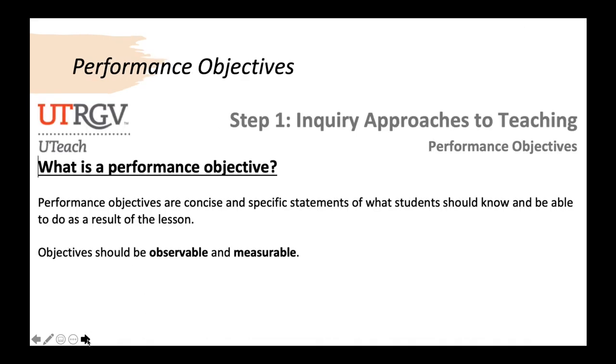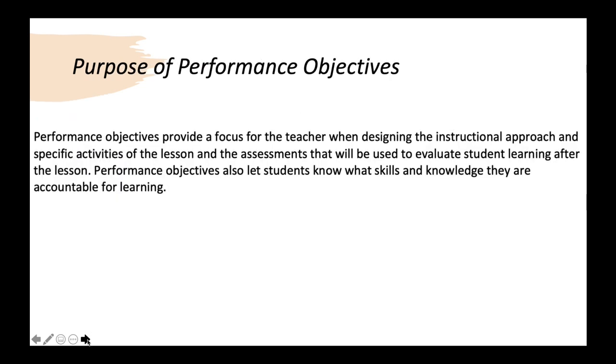So what is a performance objective? These are brief statements about what you want your students to know or be able to do at the end of your 1-hour field lesson. They should be observable and measurable, and we'll talk about how to do that. The purpose of these short performance objectives is to provide a focus for you, the teacher, so that everything you do within the 1-hour lesson and everything you have your students do are always aligned with those 2 or 3 performance objectives.